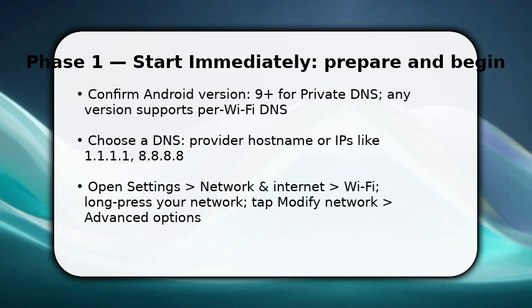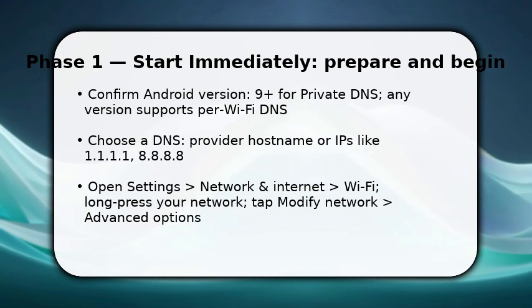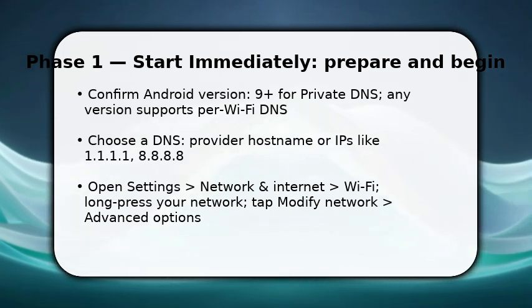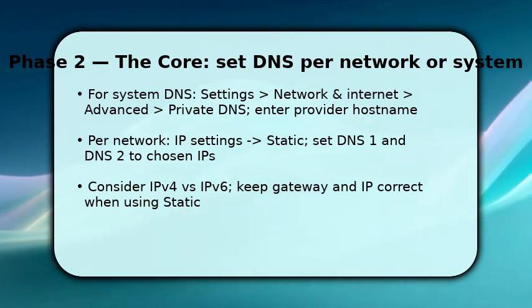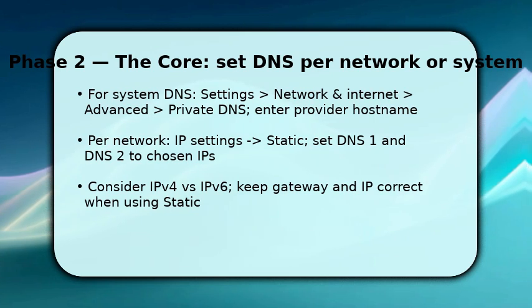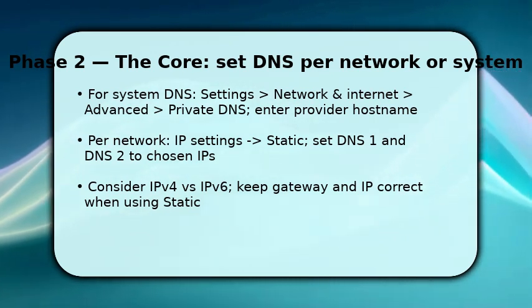This gets you to the exact fields to change and prepares you to choose private DNS versus per network DNS, your next decision. Now choose how to apply DNS. For system-wide, go to Network and Internet, Advanced, Private DNS and paste the provider hostname. This uses DNS over TLS for privacy.